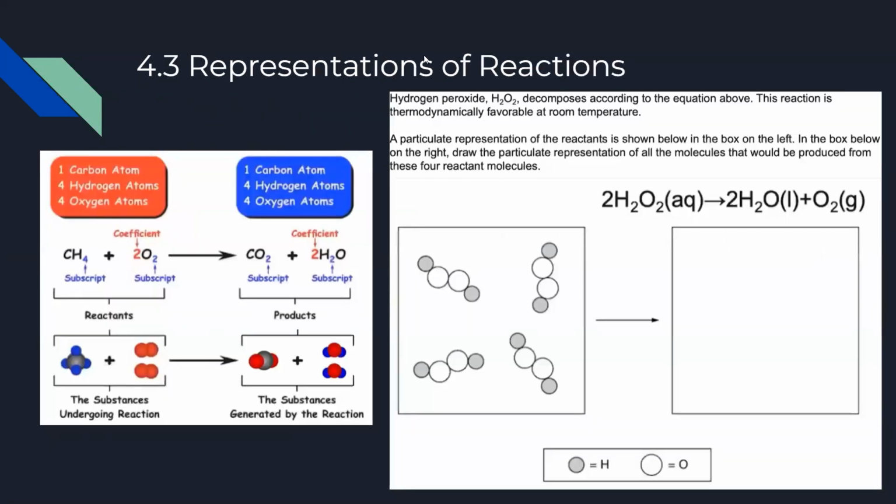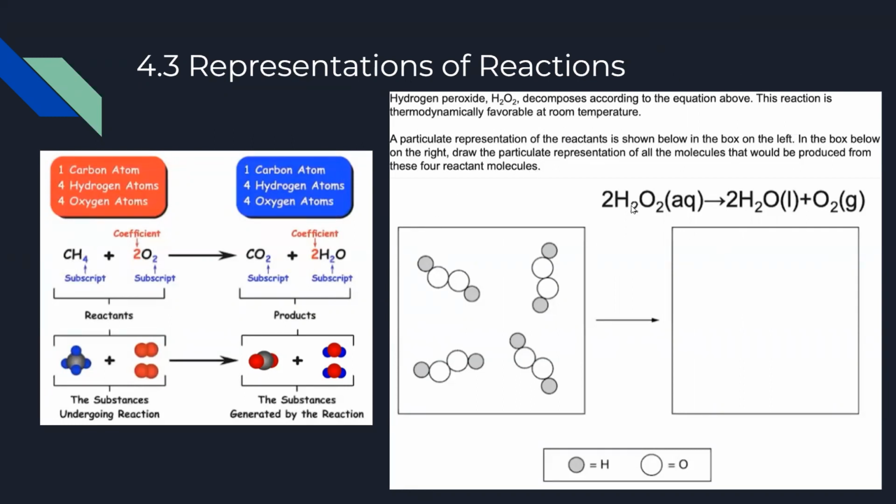So 4.3, representations of reactions. The subscript in a formula denotes the number of hydrogens, or the amount of that particle, in one ion, and the coefficient just denotes how much of the ion is there. So in order to make a ratio, let's try this problem.